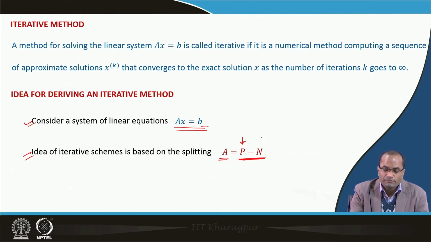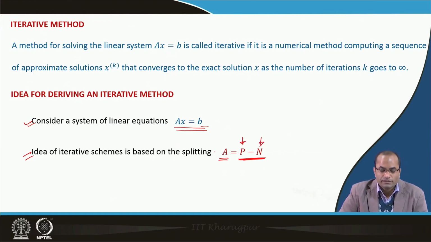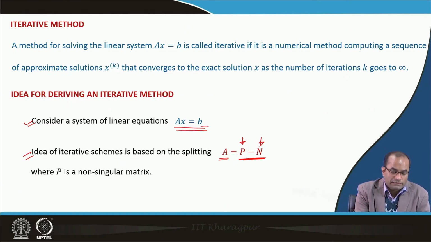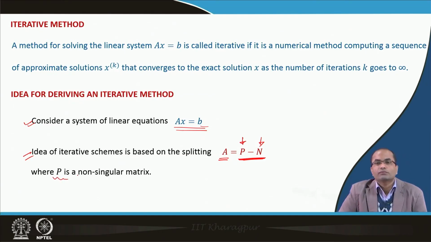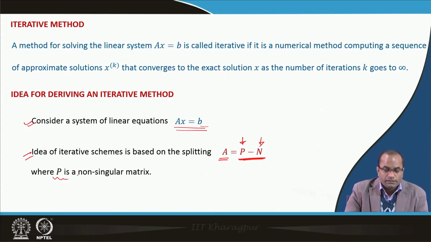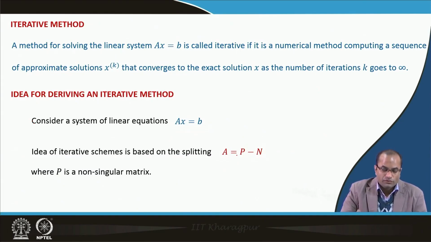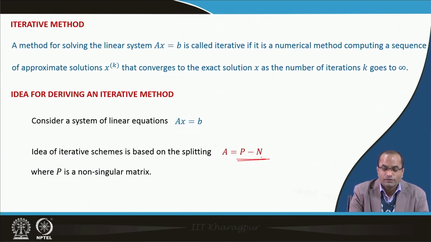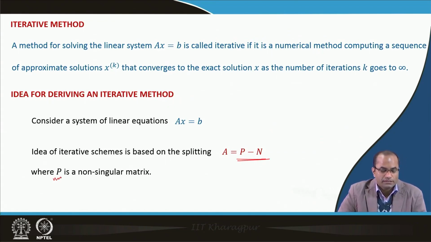We split it so that the matrix P minus the matrix N gives us A, in such a way that P is a non-singular matrix. Depending on this splitting we will have different numerical methods, but in each of these iterative methods we do some kind of splitting such that P is a non-singular matrix.